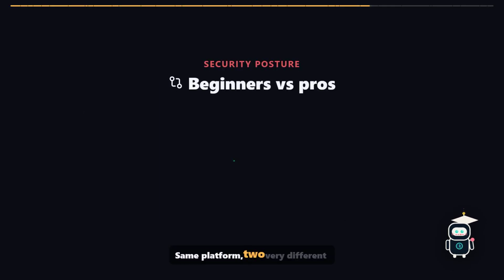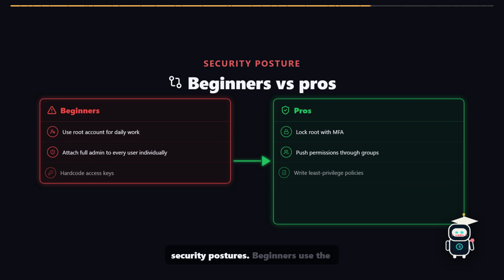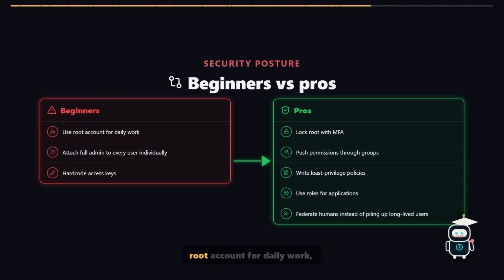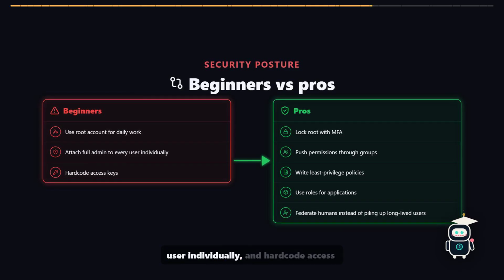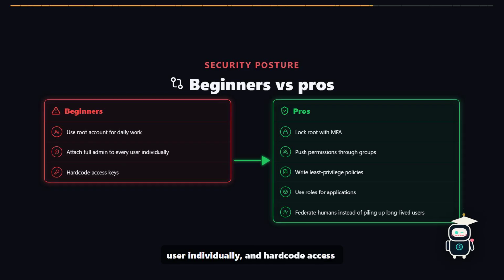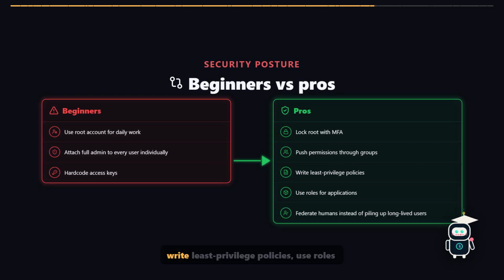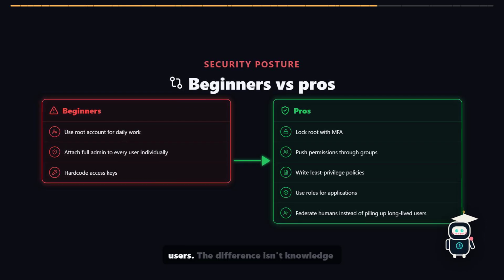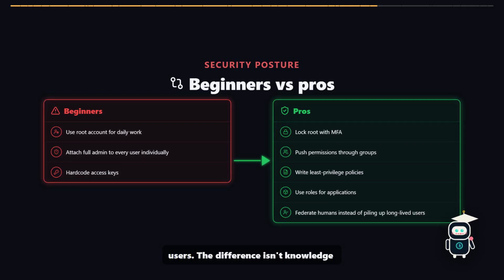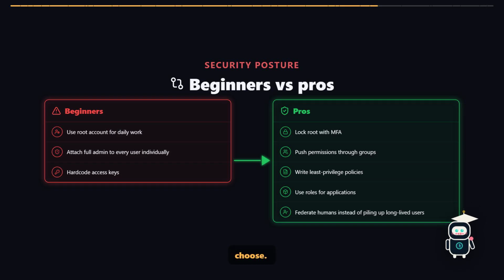Same platform, two very different security postures. Beginners use the root account for daily work, attach full admin to every user individually, and hardcode access keys. Pros lock root with MFA, push permissions through groups, write least privilege policies, use roles for applications, and federate humans instead of piling up long-lived users. The difference isn't knowledge, it's the defaults you choose.